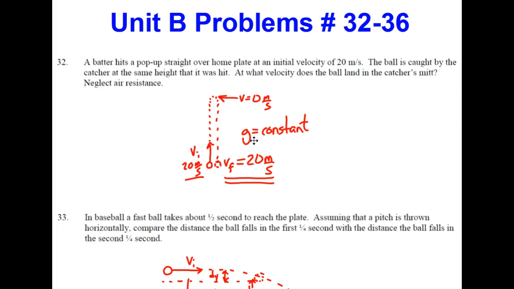So the speed that it has initially becomes 0 at the top, and then that 0 speed becomes the final velocity at the bottom, which is identical to its initial velocity of 20 meters per second. So the short answer is the ball will have the same speed when it returns to the mitt, as long as it's caught at the same height from which it was hit.